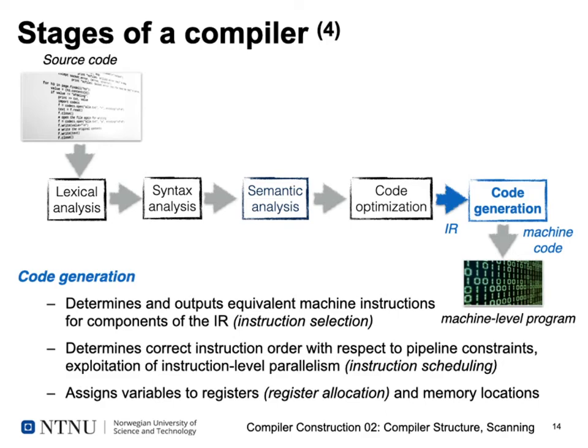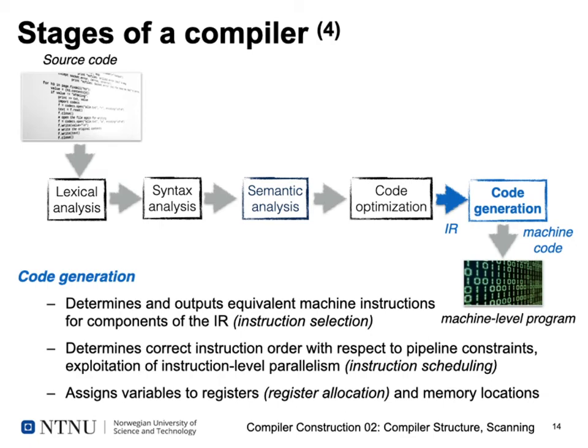So code generation determines and outputs equivalent machine instructions for all of the components of your intermediate representation. This part is called instruction selection. So which machine instructions can be used to implement a certain operation on intermediate representation level. It determines the correct instruction order with respect to constraints of your processor. So if you've taken a class in computer architecture before, you know there's pipelining, and certain operations in pipelines have to be delayed because the value that they use is not ready because it's still used in a previous pipeline stage or generated in a previous pipeline stage.